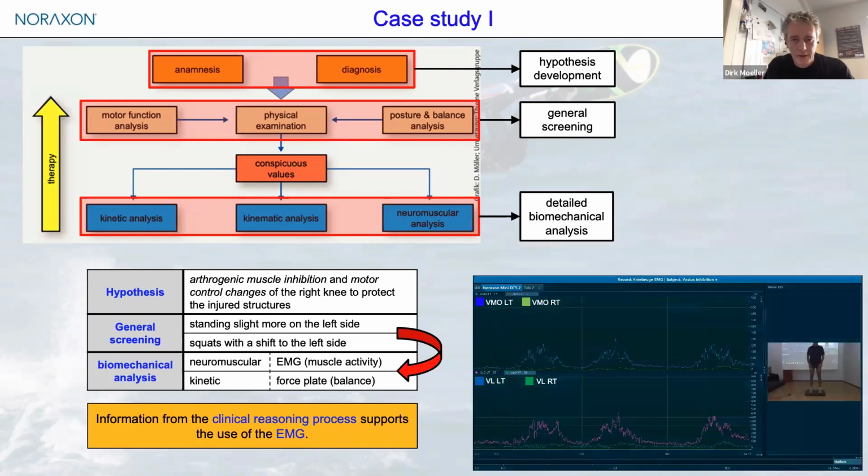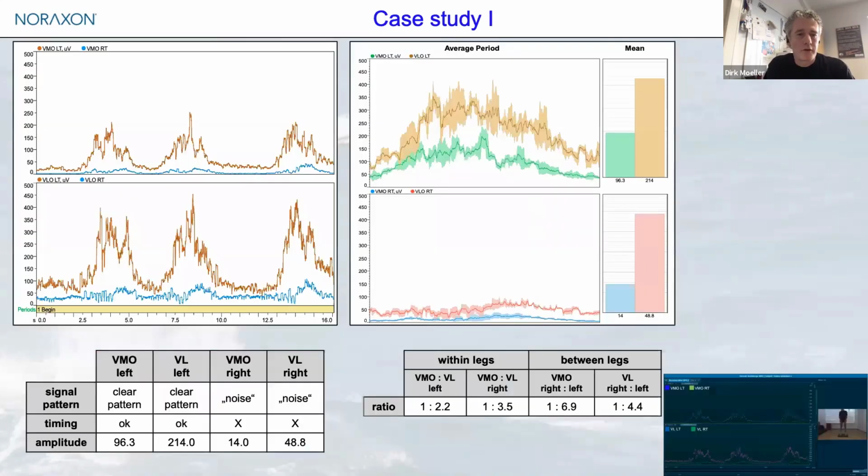Okay, here you can see a measurement, just normal squatting. In the upper picture, you see the VMO on the left and on the right side. And in the lower graph, you see the VL on the left and on the right side. Directly, if you look at the activity, you can see that the activity on the left side is much higher than on the right side. This was expected.